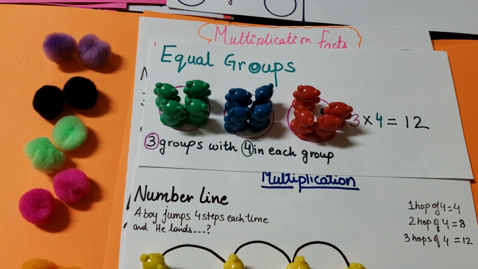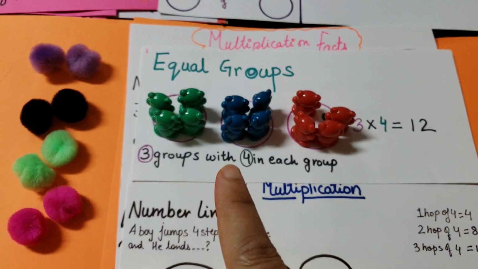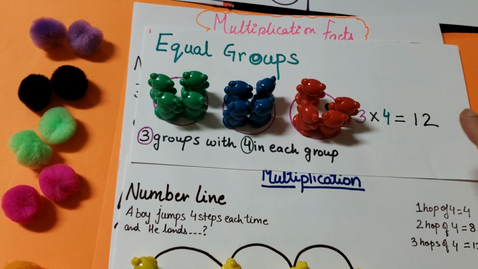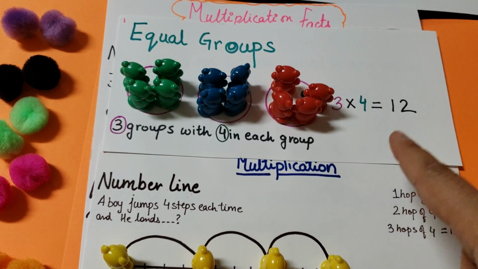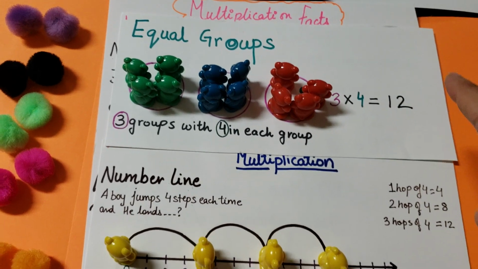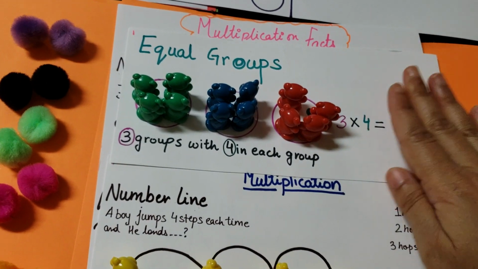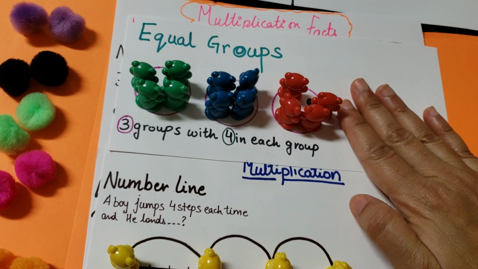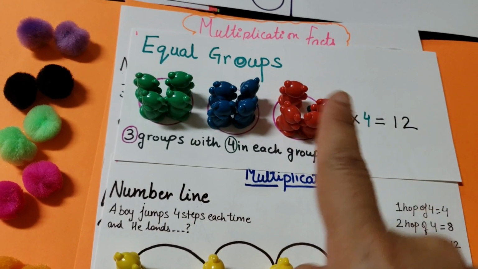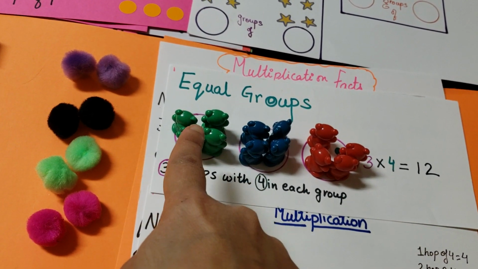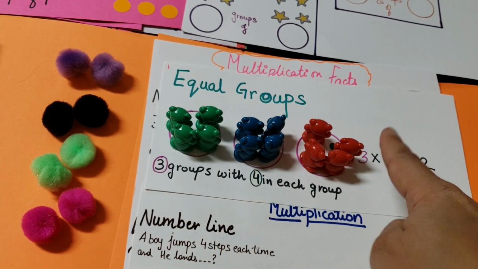To make it easy, I have used three different colors of counting bears here, and the equation that I've taken is 3 into 4, 3 multiplied by 4. That is common, that goes all across everywhere. We are not going to focus on this. We are just going to focus on the three groups. So they have to just identify how many groups there are. One group, second group, third group.